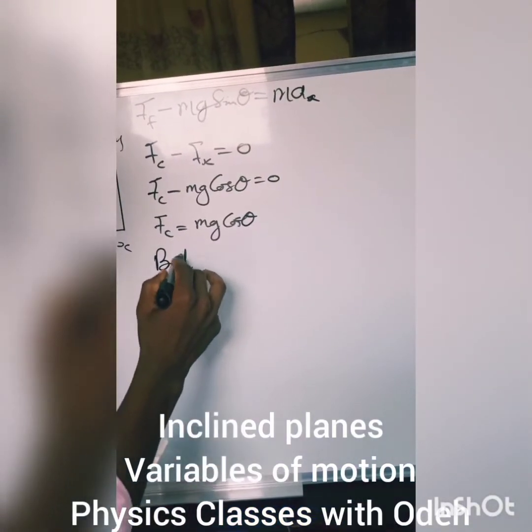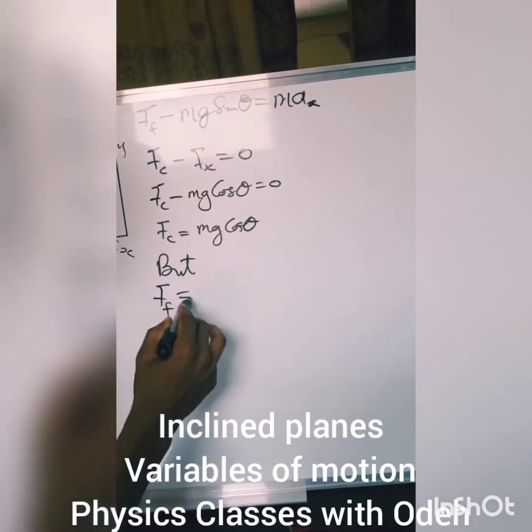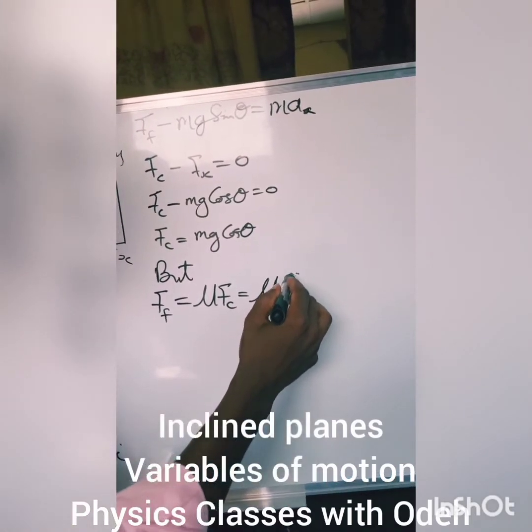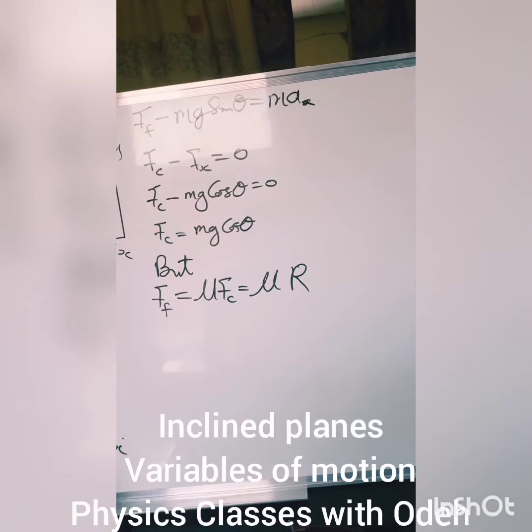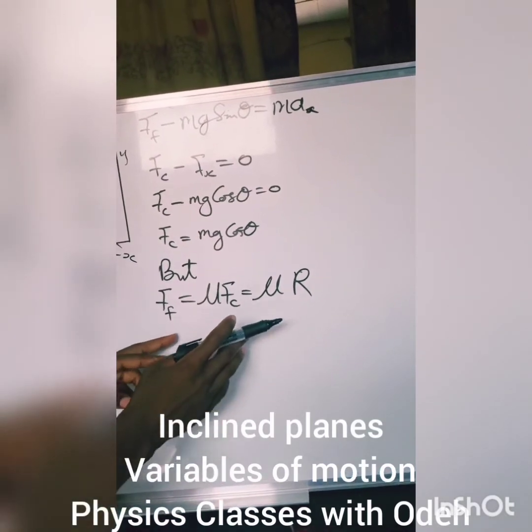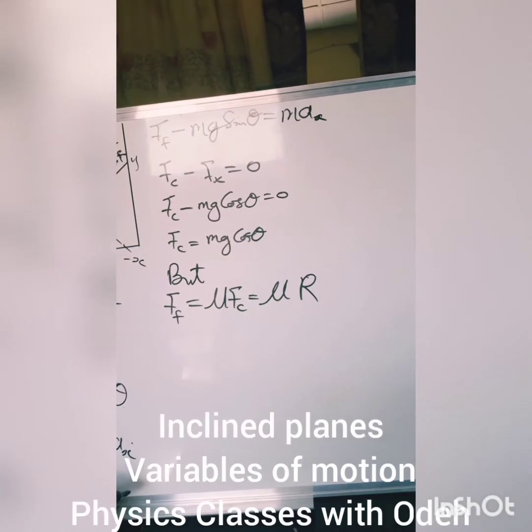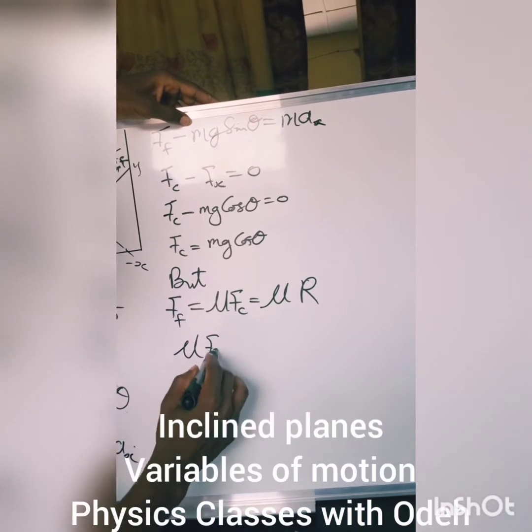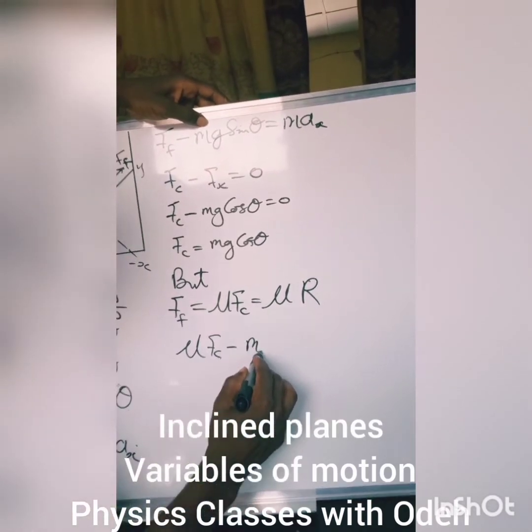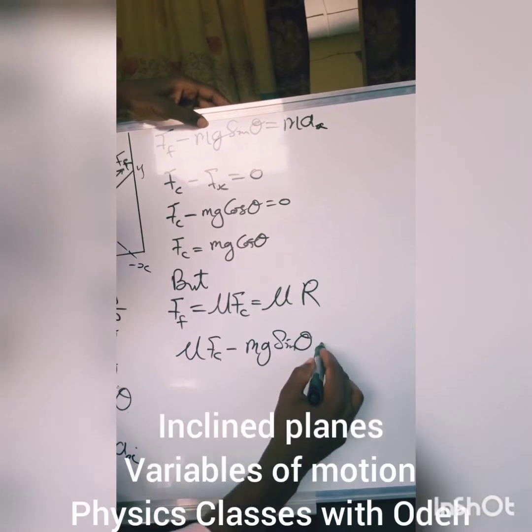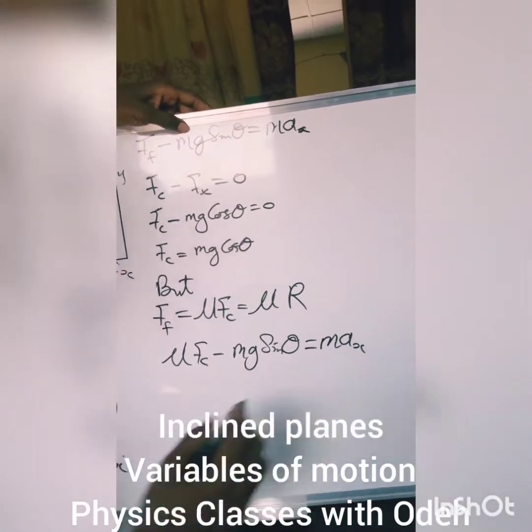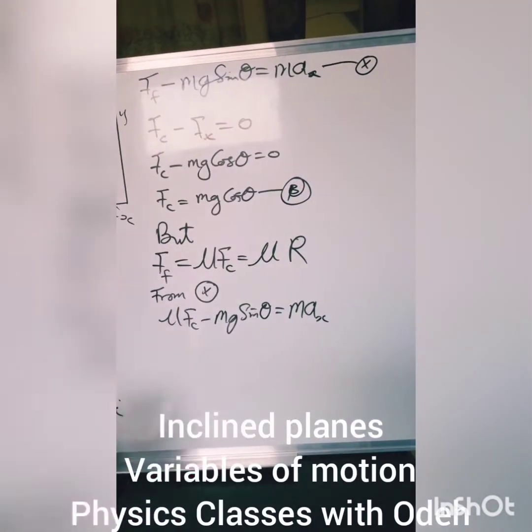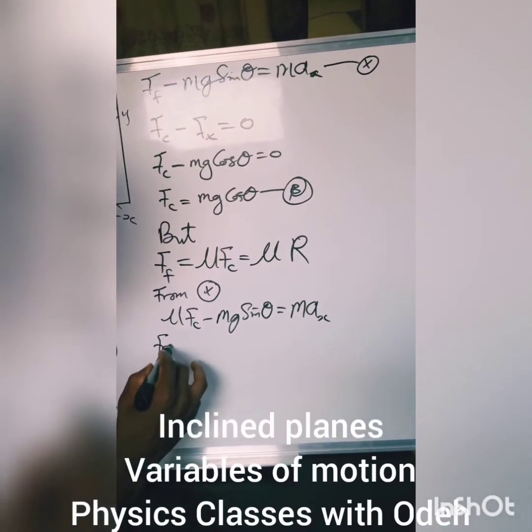But F is equal to mu Fc, which is equal to mu R. We replace this in our equation, so bring this equation down here. We have that mu Fc minus mg sine theta will give us max. Name this equation beta.